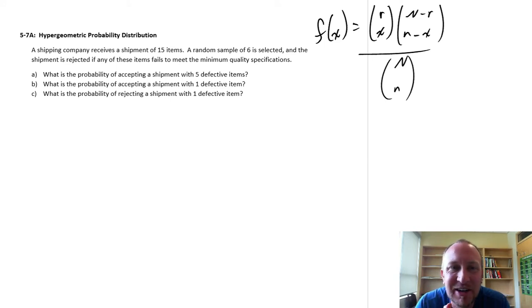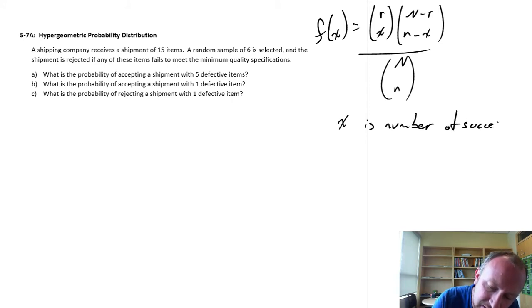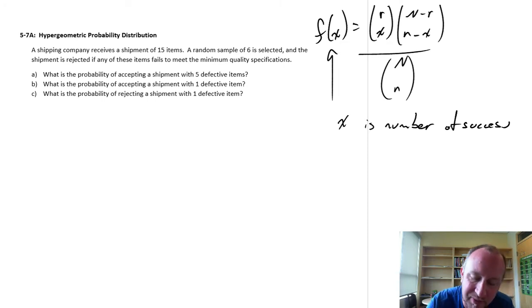This hypergeometric probability distribution is very similar to the binomial probability distribution, where we are estimating the probability of X number of successes occurring. So in this notation here, it's going to be the same. X is number of successes. And so this is going to give us the probability of X successes occurring.